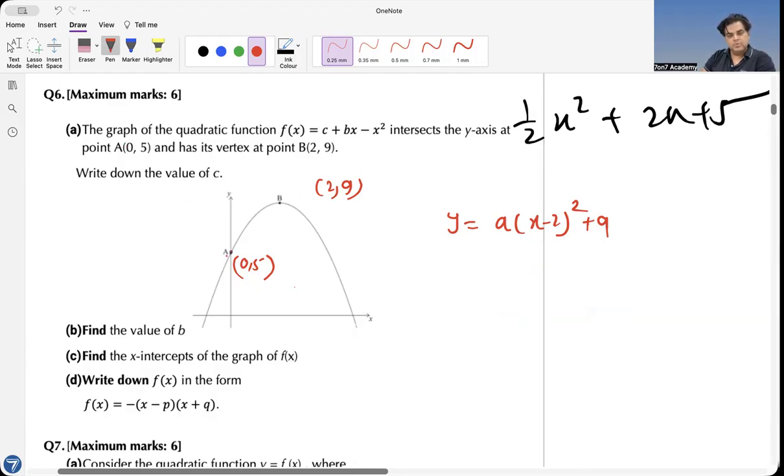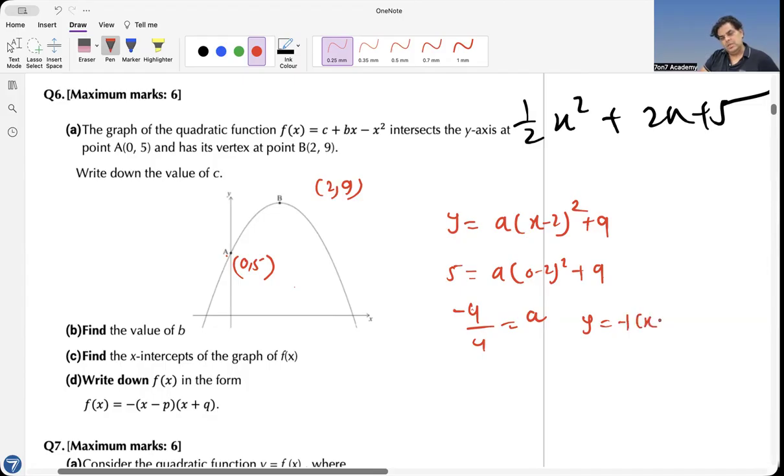Plug in, c is equal to 5. So 5 is equal to a times (0 minus 2) whole square plus 9. So a equals -1. Minus 4 over 4 is a, so a equals -1. I took it wrong. So y is equal to a x, a is -1, plus 9.